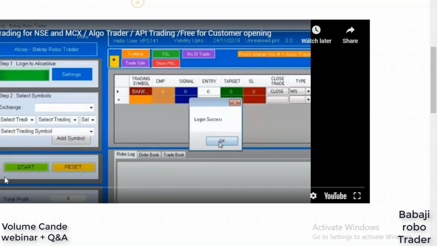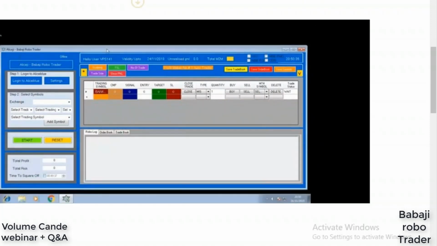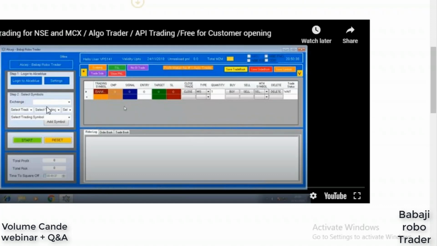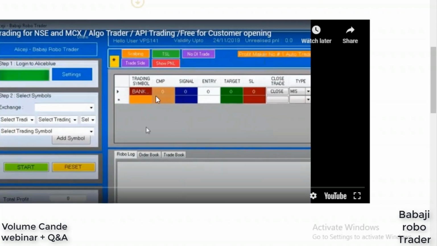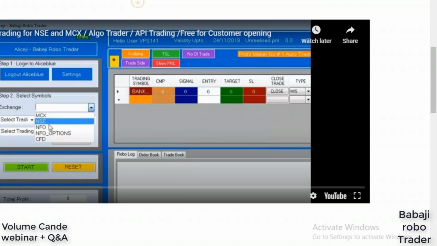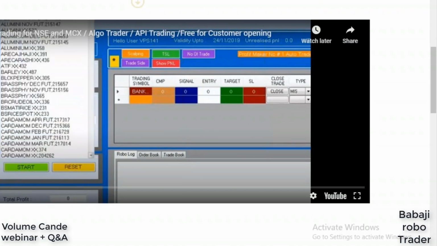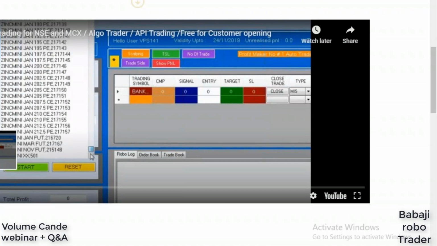In this software, at the top we have the option to log into Alice Blue. After login, in the second step we have to select the symbols here. Then it will be added over here. After that we can start it. Once that is done, we have to integrate with the MT4 symbol. In the robo we have the option either to place a manual order, or we can integrate with our vertical.